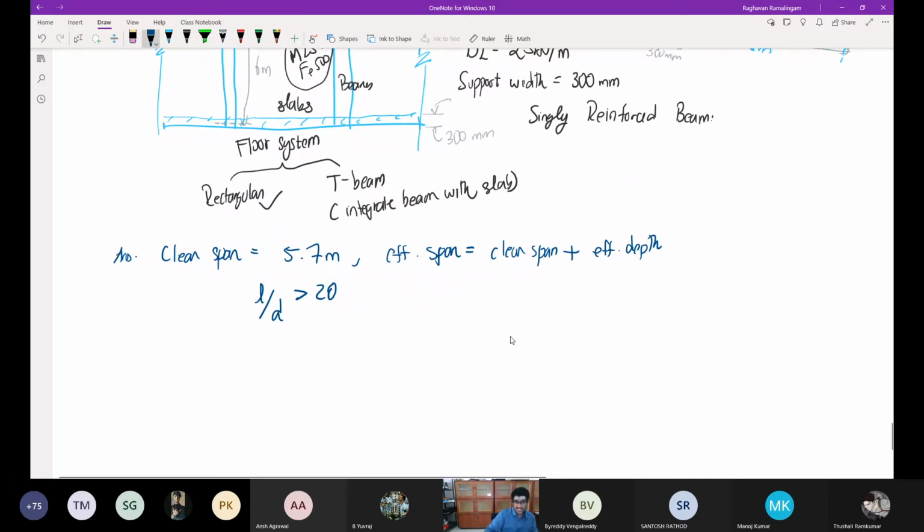So you will say that D should be greater than 600 by 20. So D should be greater than how much? Sorry, L by D should be, so this is wrong actually. Now tell me, D should be greater than what?